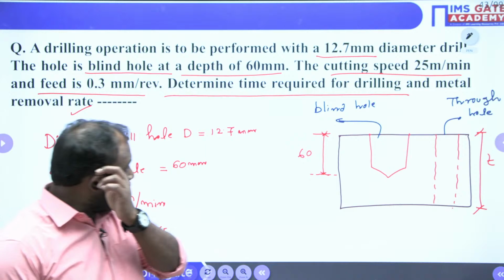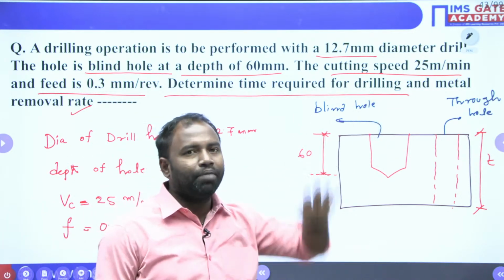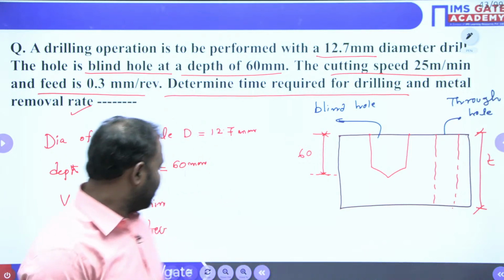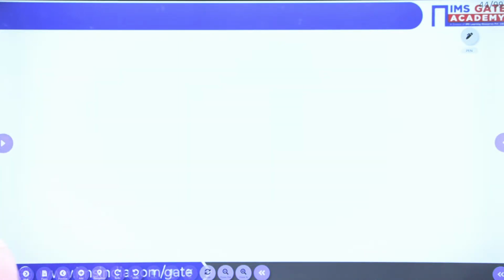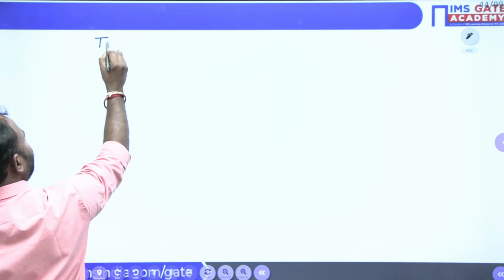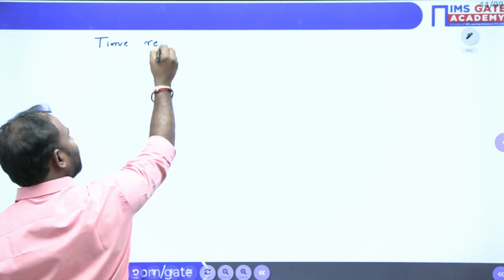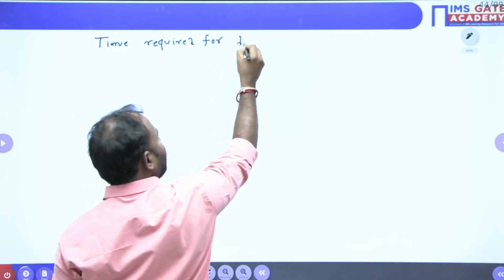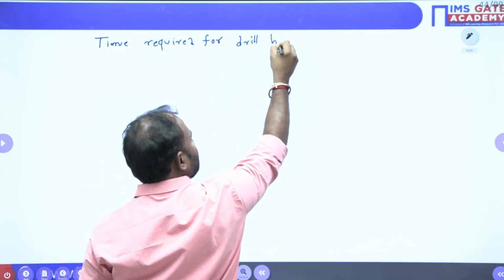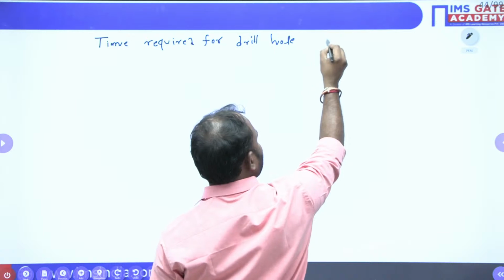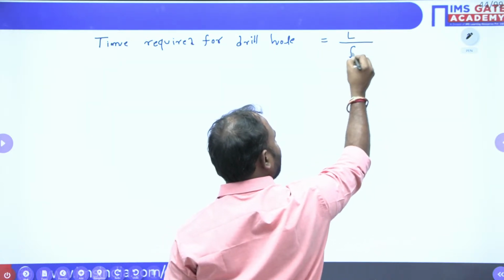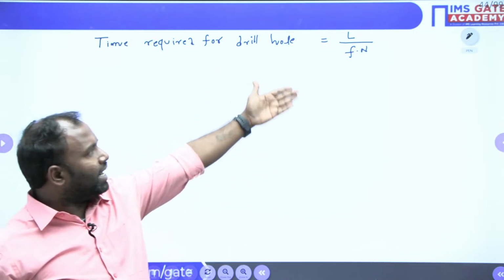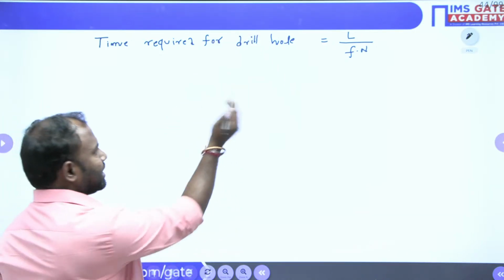Now, for producing this blind hole, how much time will it take? The time we are supposed to calculate. Clear, everybody? Now let us go for time for hole. Time required for drill hole is equal to, again, L by F dot N. So we don't know the N, we don't know the L. Now let us calculate that L.